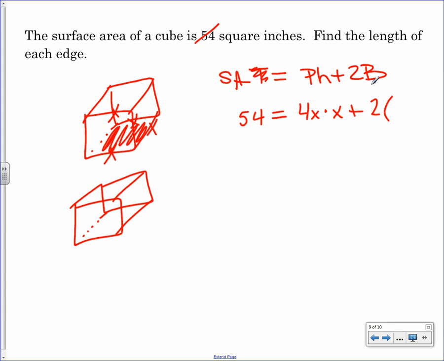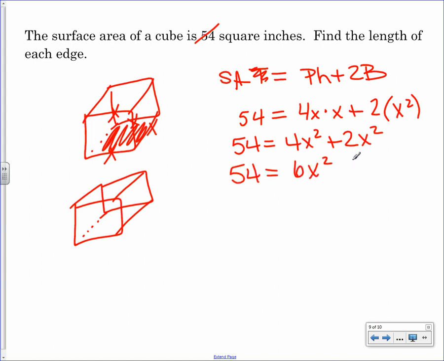Plus 2, what shape is the base? A square. What's the area of any square? Side squared, which would be X squared. Okay, so 54 equals 4X squared plus 2X squared. How many X squareds is that? 6X squareds, right? Algebra 1, we're fine.